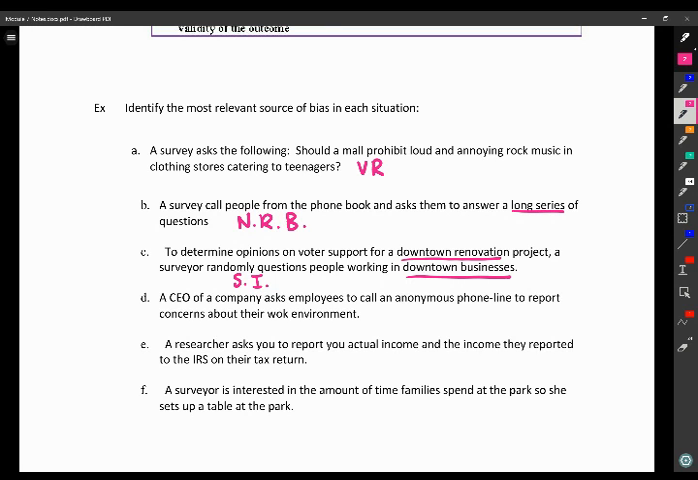D is going to be, this is kind of like a perceived, I don't know if that was on there. Yeah, it is. Perceived lack of anonymity.